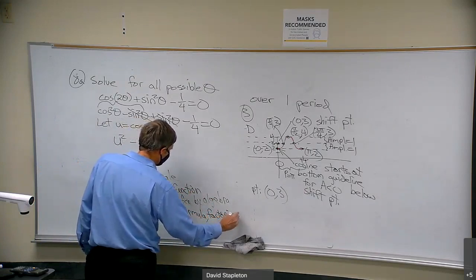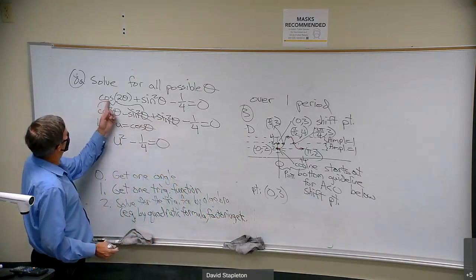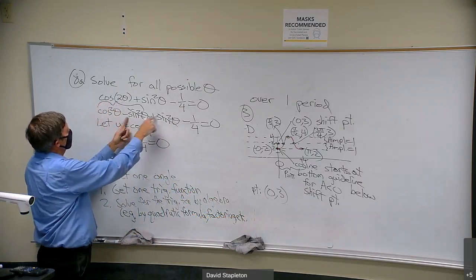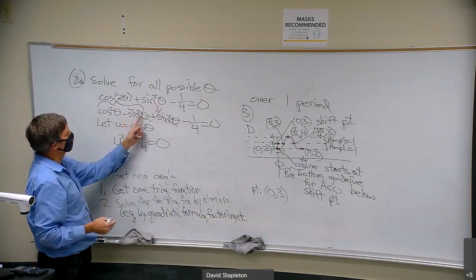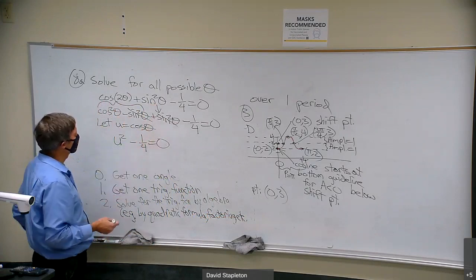Yeah. What did you do to get rid of the sign? Oh, when I replace cosine 2 theta with cosine squared minus sine squared, the minus sine squared canceled the plus sine squared that came down from here. So it's just lucky, but if it can't cancel, I could replace sine squared with 1 minus cosine squared.